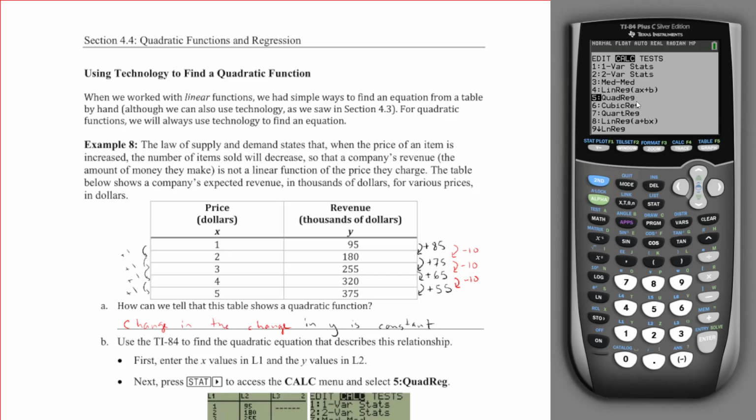So quad stands for quadratic here. Our x values are in L1, our y values are in L2, and I'm going to store my equation. So vars, right arrow to get y vars, function y1, and calculate. And this gives me my quadratic equation.